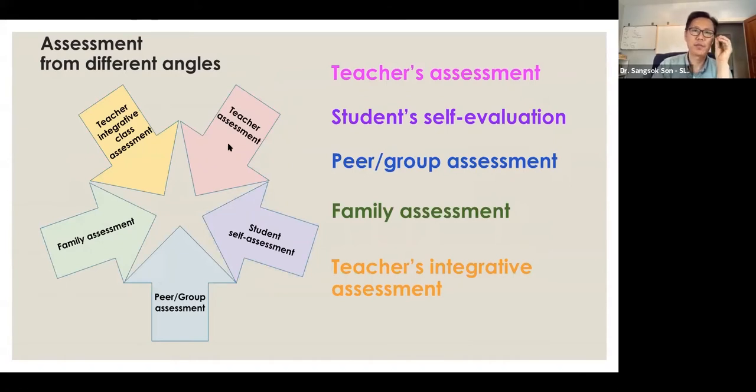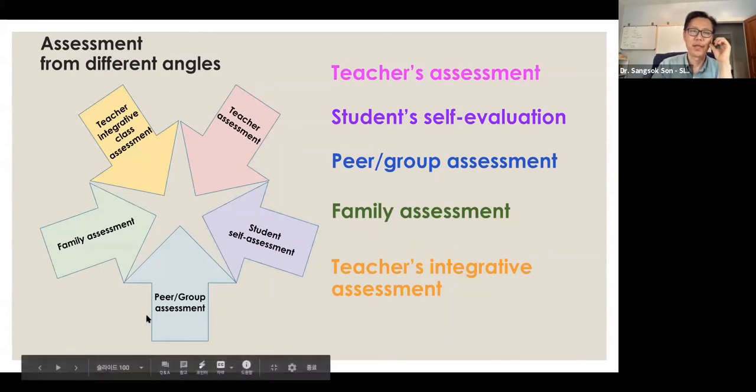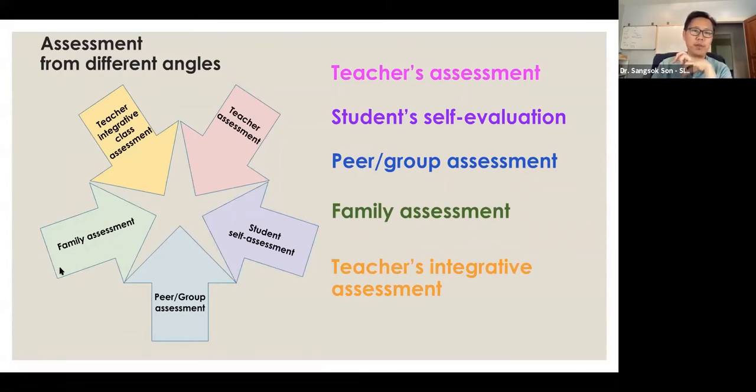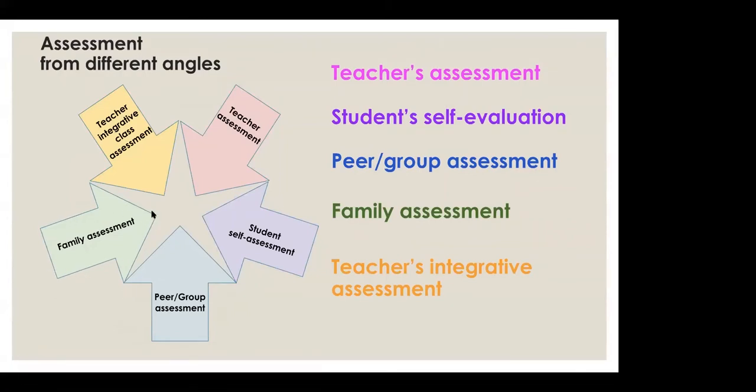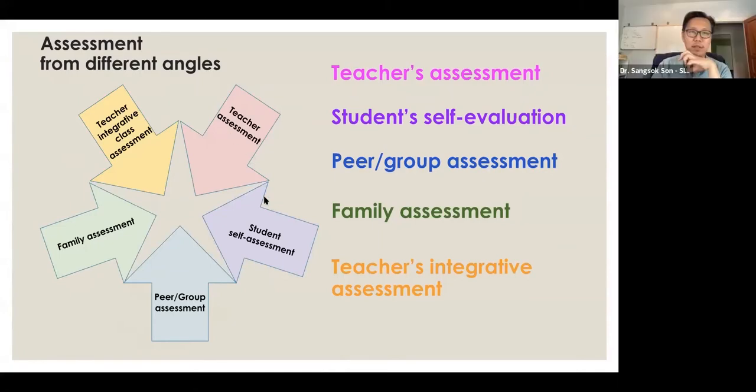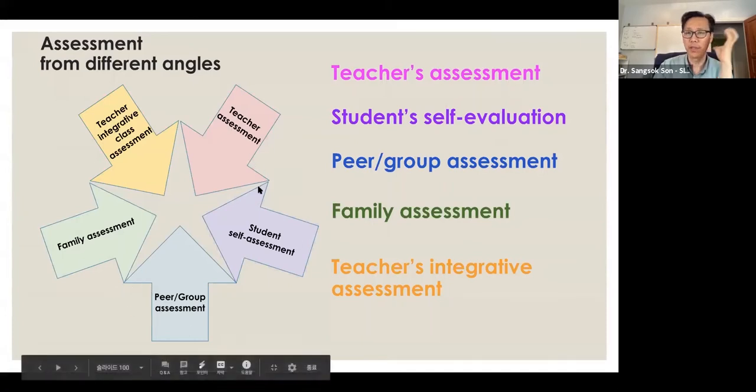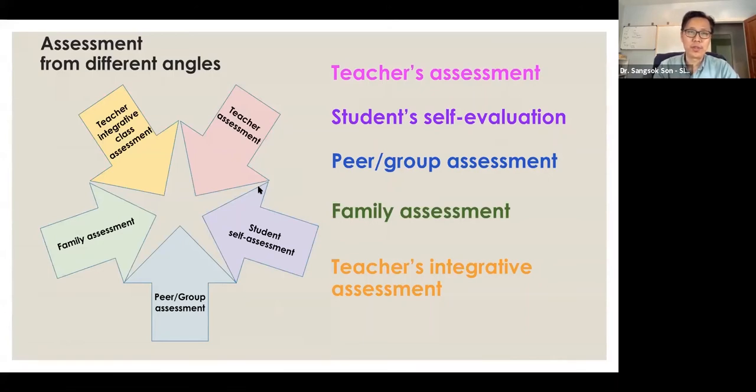First, the teacher assesses, but the teacher also needs to ask the student to assess themselves, and then the teacher also gets some feedback from the peers or group within the small group, and then the teacher also gets some ideas from the parents, and then the teacher adds up 4 different angles and makes an average. Then the teacher has an integrative class assessment. Teachers usually cannot use all of these angles, but depending on the situation, realistically they can choose some angles from time to time according to the need.